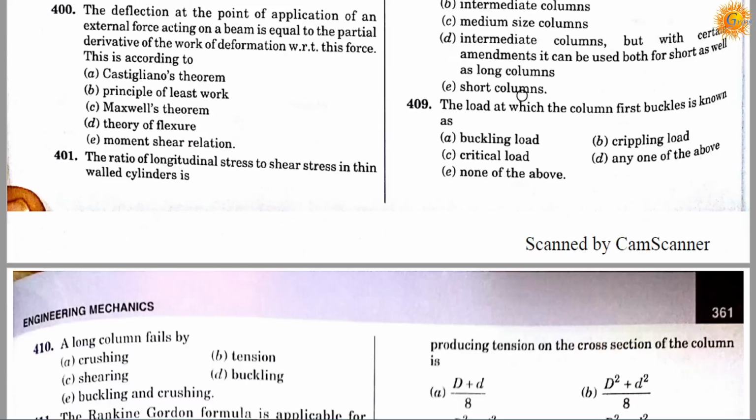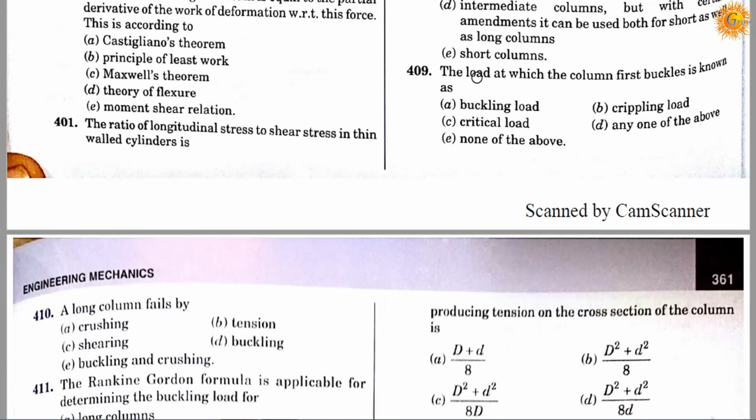Question number 409. The load at which the column first buckles is known as: option A, buckling load; option B, crippling load; option C, critical load; option D, any one of the above; and option E, none of the above. The correct answer is D, any one of the above.